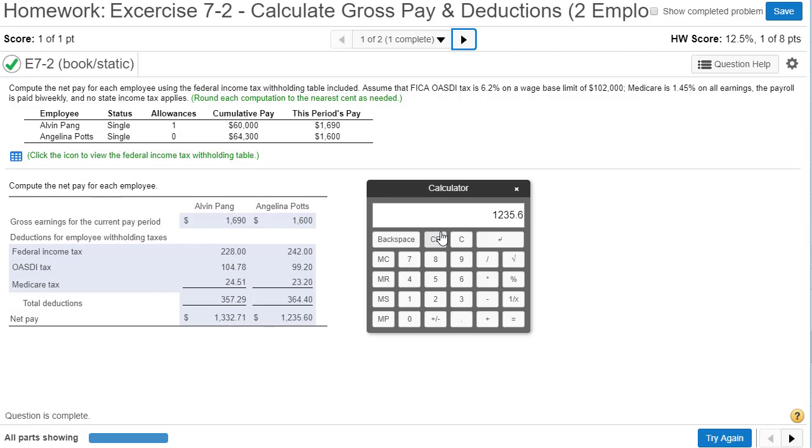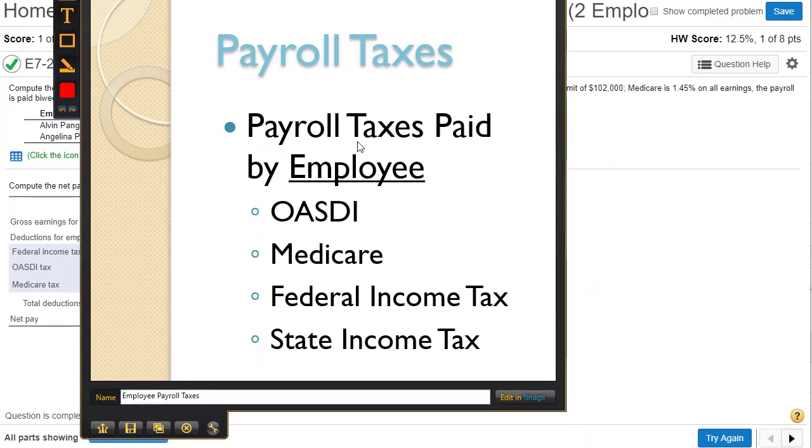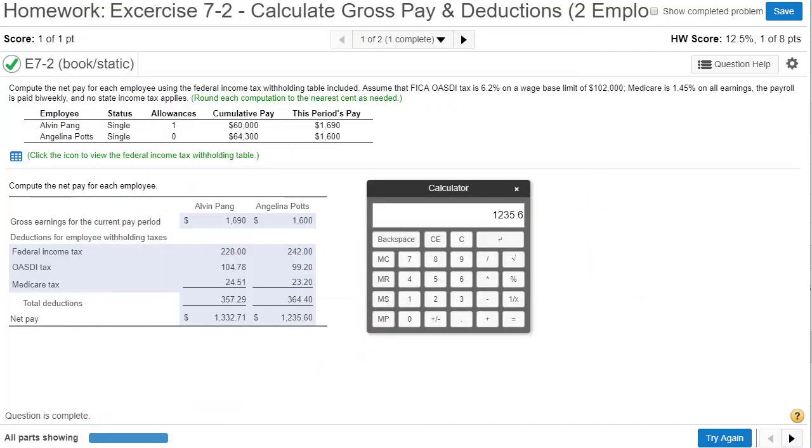So that's how we calculate the employee's net pay. We have to know which payroll taxes are the employee's. So you will need to know this: employees pay OASDI, Medicare, FIT, and if the state has it, SIT, state income tax. And that's it.